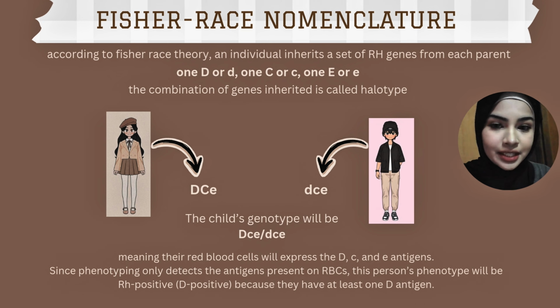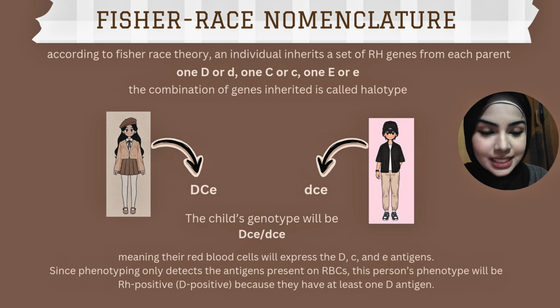As we can see here, based on this example, the mom has DCe, meanwhile the dad has DCe, and all of them are small e. So the child's genotype will be DCe/DCe. This means their RBCs will express the D, C and e antigens. Since phenotyping detects the antigens present on RBCs, this person's phenotype will be rhesus positive, D positive, because they have at least one D antigen.